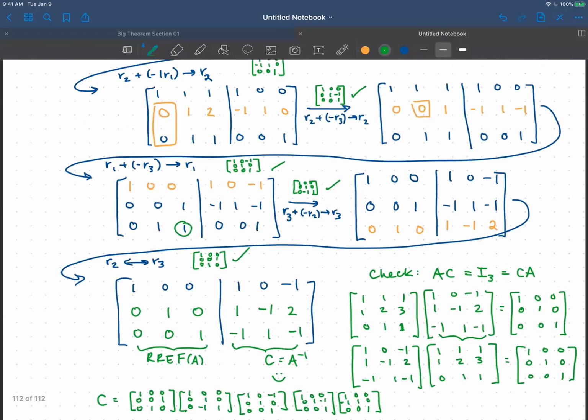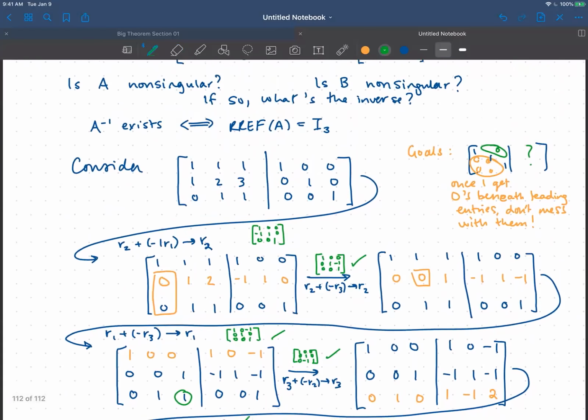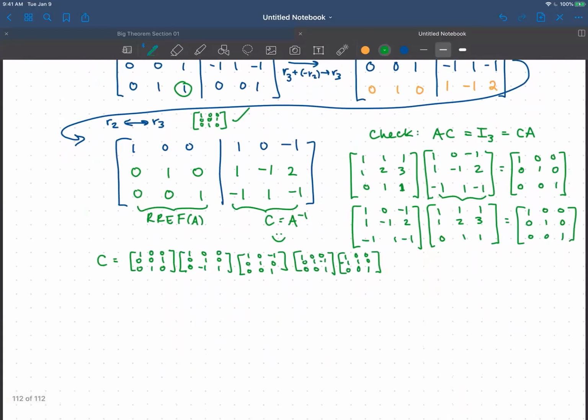Now, if we did basically the same thing to B, okay, so we can conclude, in this case, that A is non-singular, and A inverse is this matrix C that looks like 1, 0, negative 1, 1, negative 1, 2, negative 1, 1, negative 1.